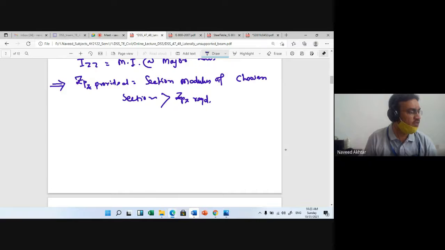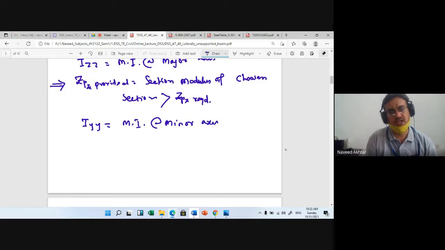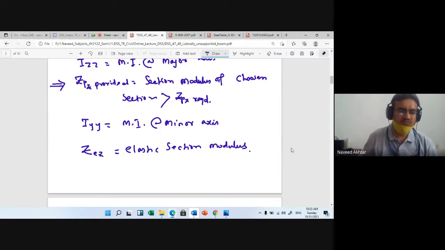Then the moment of inertia about the minor axis, maybe relevant for your design. And ZEZ is the elastic section modulus.